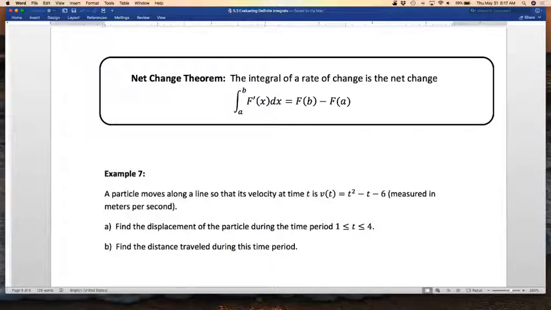For instance, if V of t is the volume of water in a reservoir at time t, then its derivative is the rate at which the water flows into the reservoir. So the integral then would be the total change in volume, how much either came in or came out. We can apply it to chemical reactions. We can apply it to mass and decay. We can apply it to cost of production of items. We can apply it to current, electrical current. We can apply it in all sorts of different areas.